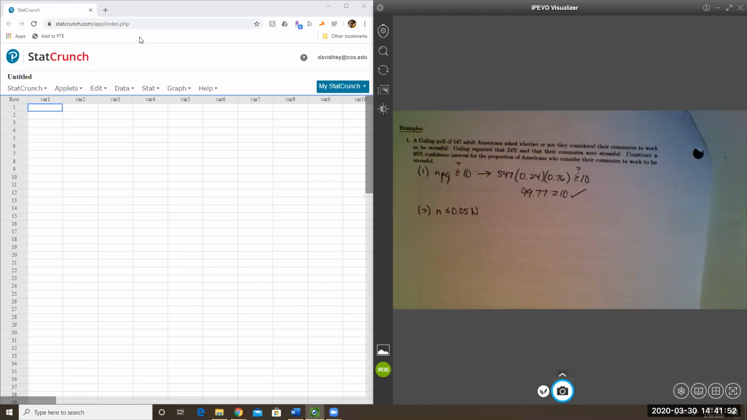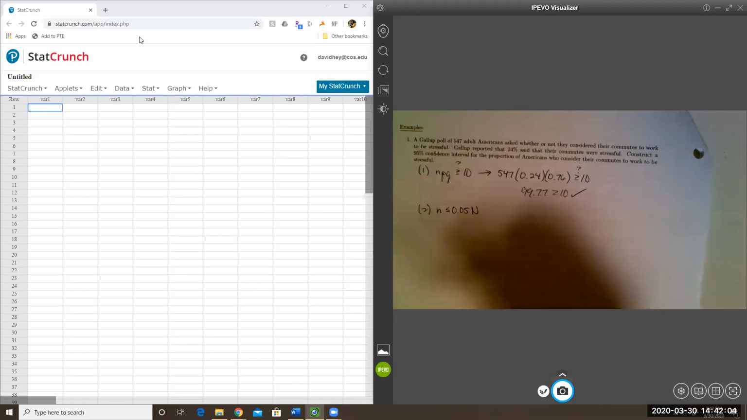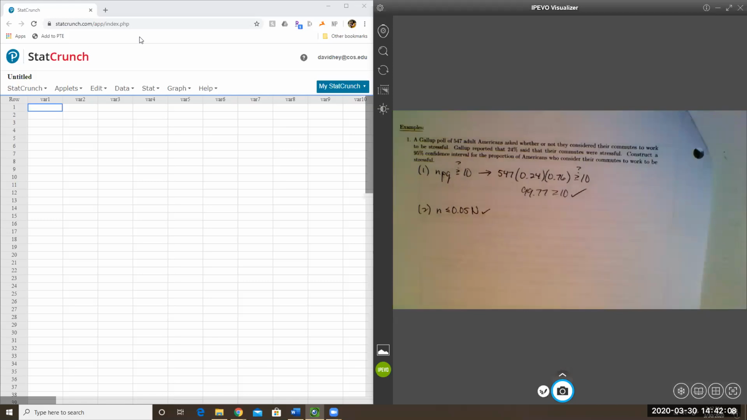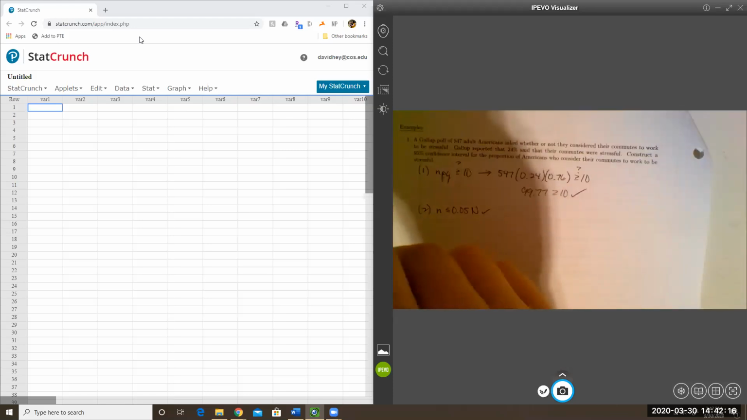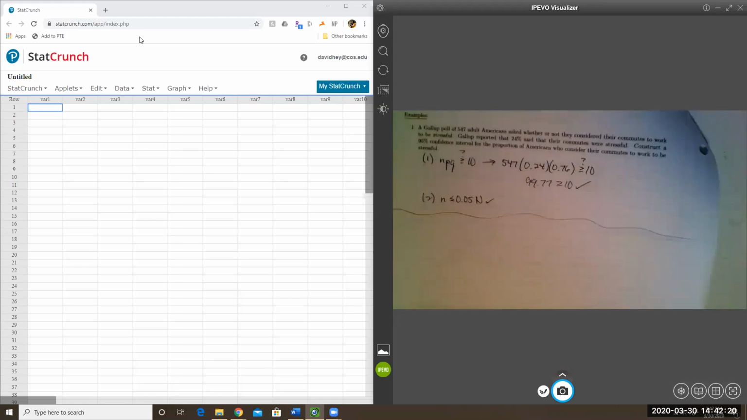But I think it's pretty safe to say there are hundreds of millions of adult Americans. And I think it's pretty safe to say that 547 is less than 5% of that. So this condition pretty much holds. And in fact, it's pretty much always going to hold. Honestly, we rarely fail to meet that condition. Okay, since the conditions hold, we can go ahead and construct the interval.